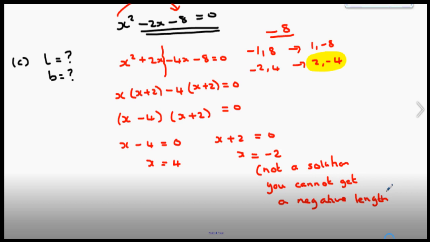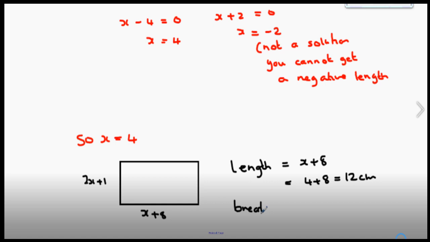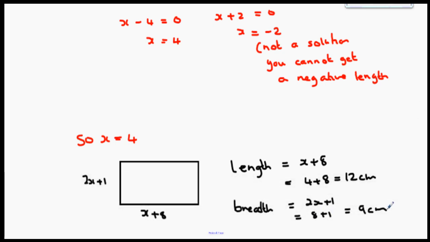Now, to find the length and the breadth, we've now established that x is equal to 4. So the length of our rectangle is x plus 8, which is going to be 4 plus 8, which is going to be 12, and the units are in centimetres. And the breadth of the rectangle is equal to 2x plus 1, which is equal to 2 fours are 8 plus 1, which is equal to 9 centimetres. Underline your answer, and always go back and double check.